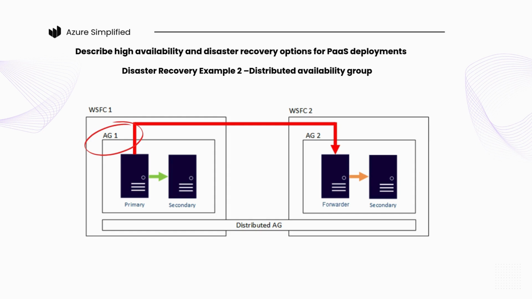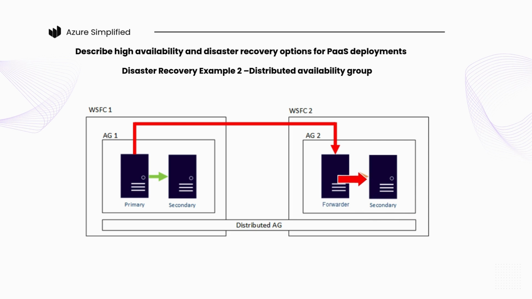The first availability group, AG1, has a primary replica, the main SQL Server instance where read and write operations happen. Secondary replica: a synchronized copy of the primary replica, ready to take over in case the primary fails. WSFC2, secondary AG, forwarder and secondary replicas. The second availability group, AG2, includes a forwarder replica, a special role in a distributed AG that acts as an intermediary, receiving updates from the AG1 primary and sending them to additional secondary replicas. Secondary replica: another copy of the database that can be used for disaster recovery or read scaling.